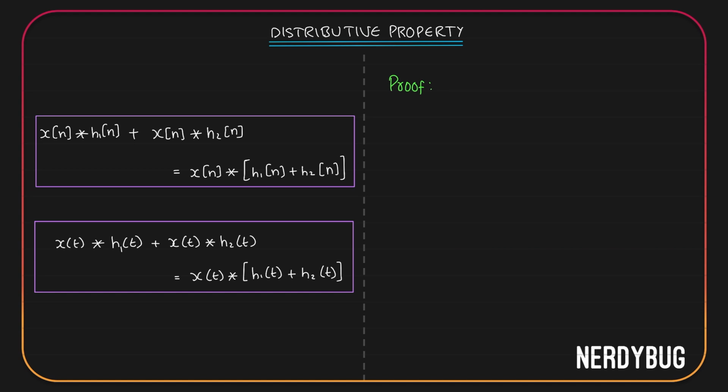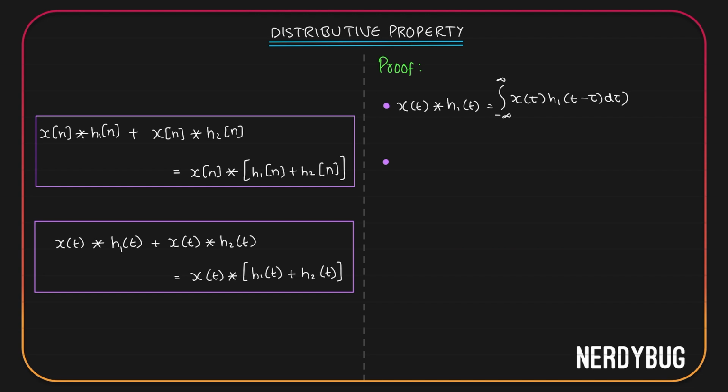We will prove it for a continuous time LTI system. The proof for a discrete time LTI system is also very similar and you can try it for yourself. First, let us take the convolution of x(t) with the impulse response of the first system, h1(t). And this is mathematically the integral from minus infinity to infinity of x(τ) h1(t minus τ) dτ.